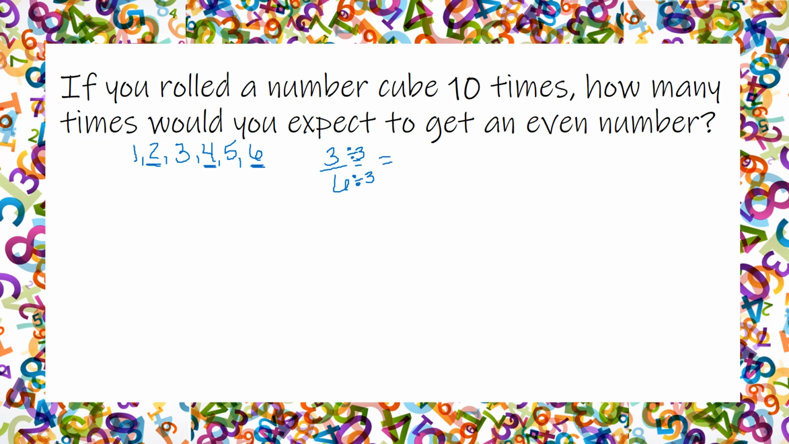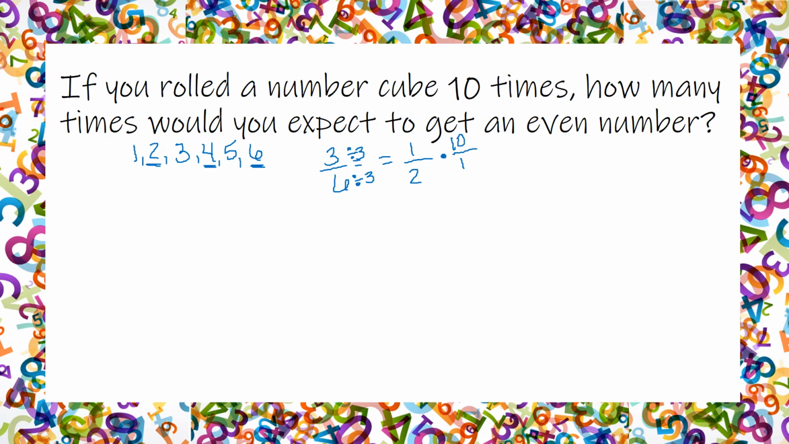3 divided by 3 is 1. 6 divided by 3 is 2. So 1 out of 2 chances of getting an even number. So now I need to say, okay, well, I'm rolling that number cube 10 times. So if I've got a 1 out of 2 chance of getting an even number, all I have to do is take that 1/2 and multiply it by 10.